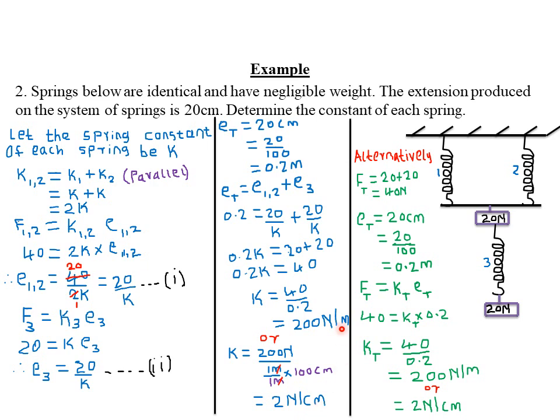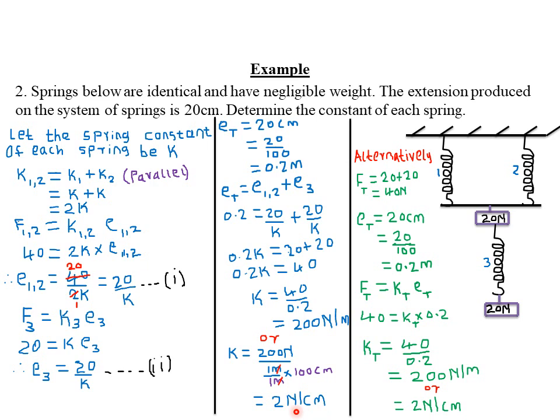But as we said, it is always good to leave the answer in the SI unit. So for this case, 200 Newton per meter is the correct answer. Unless the question wants you to leave the answer maybe in Newton per centimeter, then you can also give it as 2 Newton per centimeter.